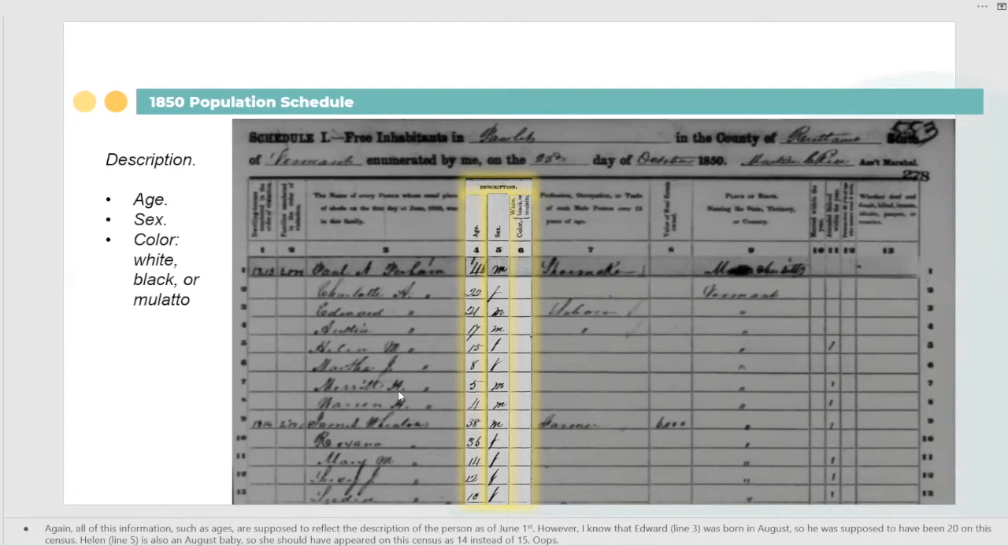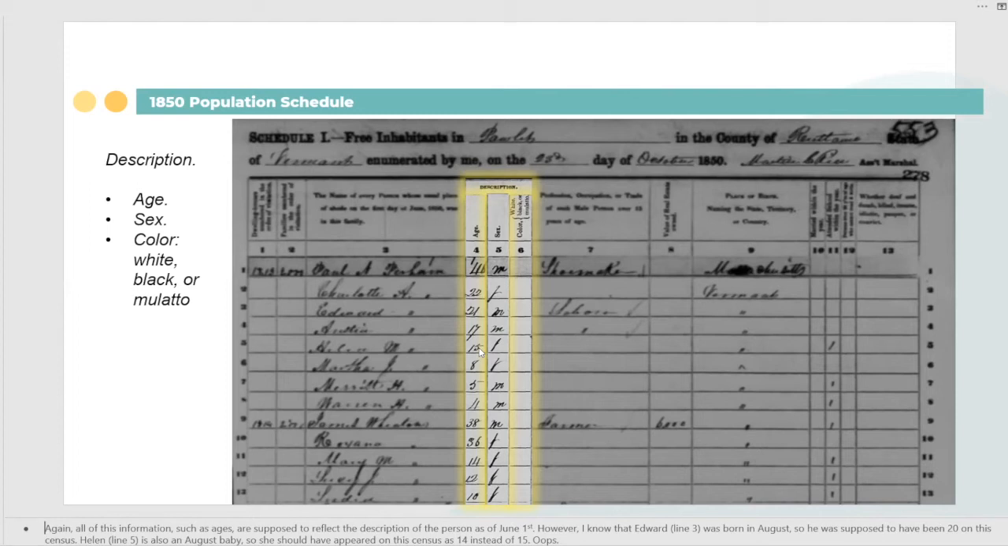Again, all of this information, such as ages, is supposed to reflect the description of the persons as of June 1st. However, we know that Edward here on line 3 was born in August, so he was only supposed to be 20. And so was Helen, who is here on line 5. She's also an August baby, so she should have technically only been 14 because we're backdating to June 1st.